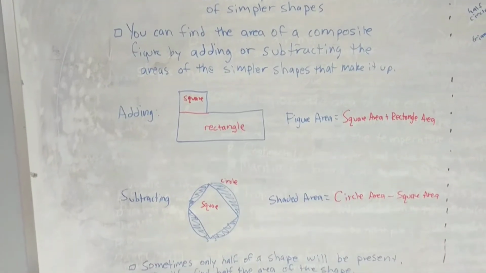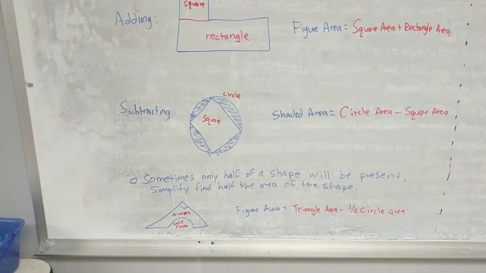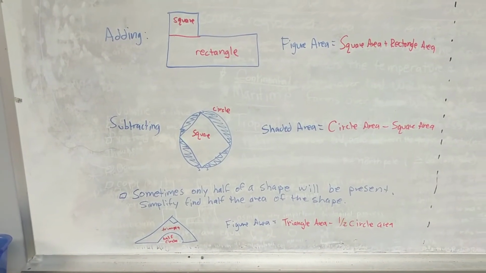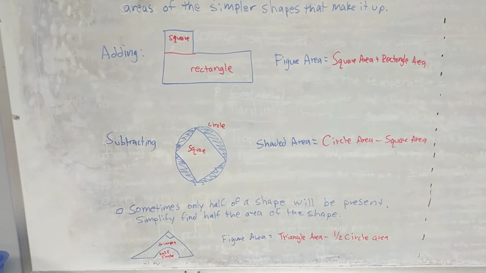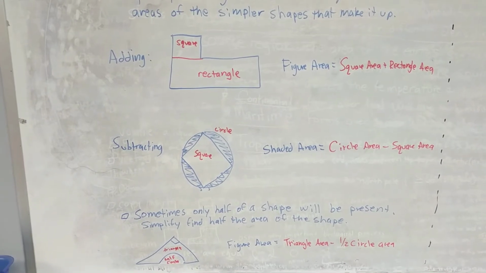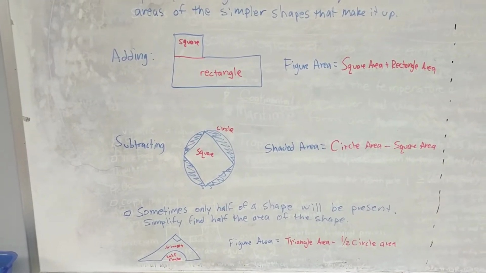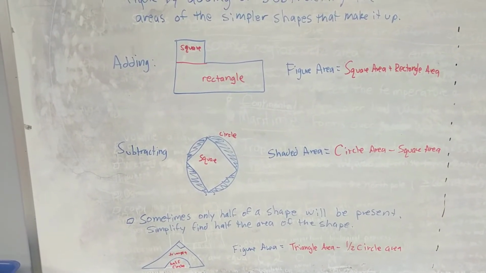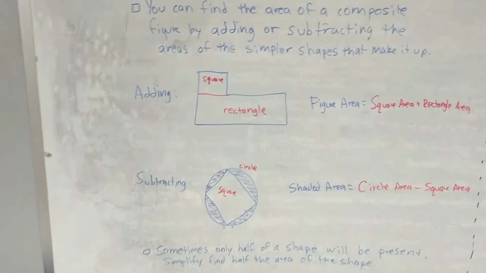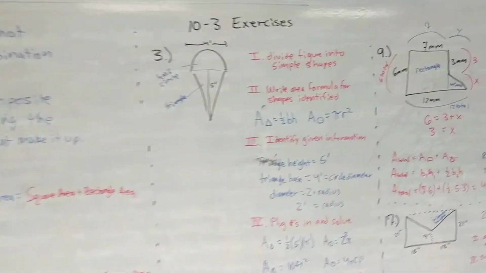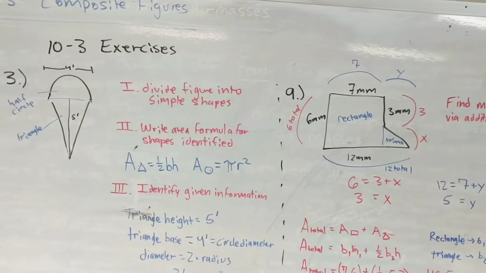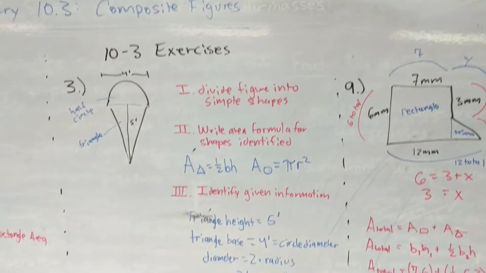Fairly simple, okay? Sometimes only half of a shape will be present, so we find the area of half that shape. Example, we have a triangle with half a circle missing, so we just take the area of half a circle and subtract it from the triangle. I've chosen 3 different book exercises to go over. They illustrate some of the key things from this section.